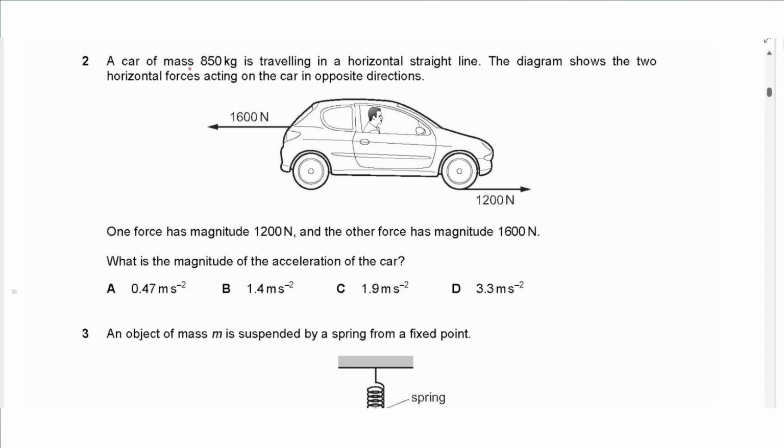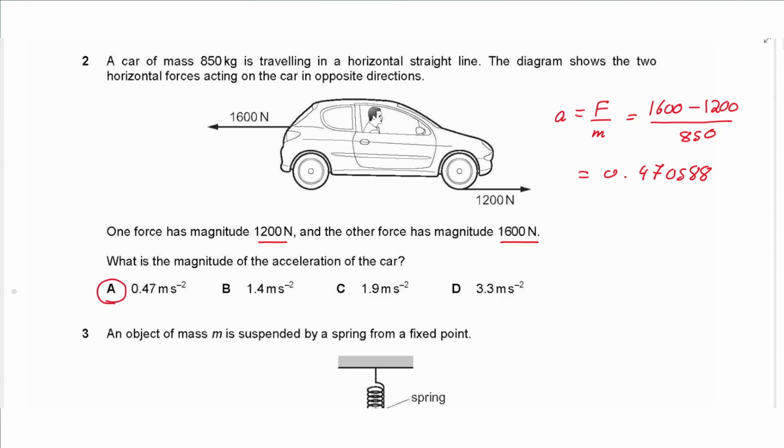Question 2 says a car of mass 850 kilograms is traveling in a horizontal straight line. The diagram shows the two horizontal forces acting on the car in opposite directions. One force has a magnitude 1200 and the other has a magnitude 1600. What is the magnitude of the acceleration of the car? So acceleration is equal to resultant force divided by mass. So we can calculate the resultant force by subtracting 1600 minus 1200 and then we divide by the mass 850. That gives an answer of 0.470588, which we can approximate to 0.47. So the answer is A.